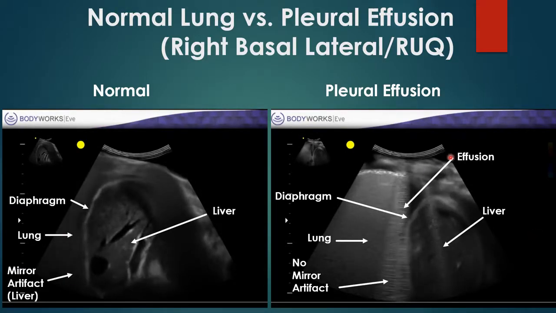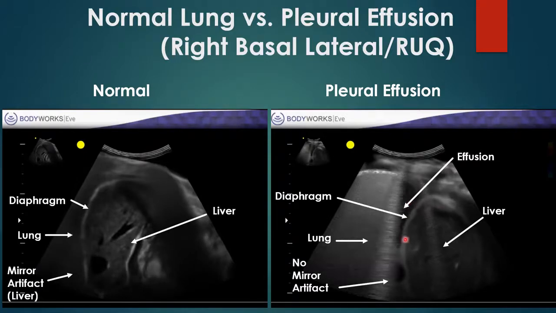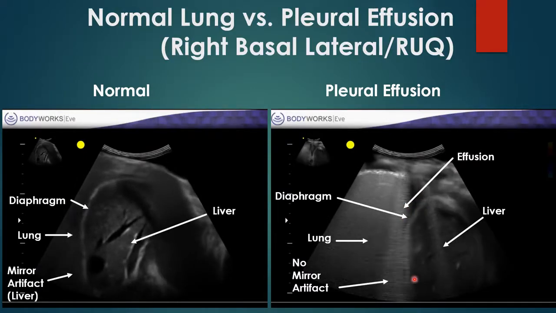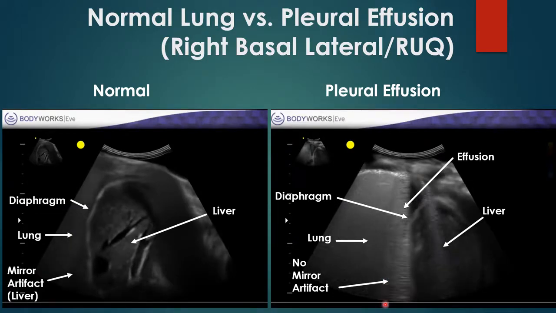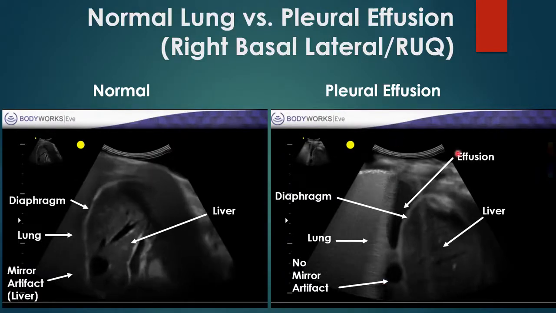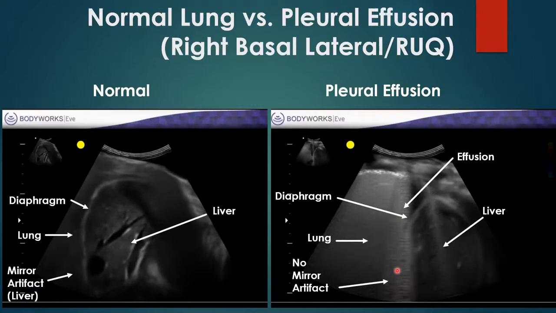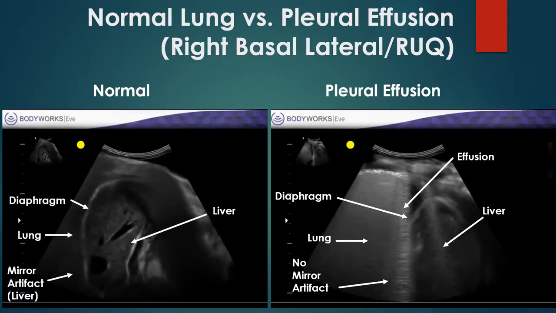If you have a pleural effusion, typically you've got the diaphragm, which you can't see too well here, but you've got this anechoic region here of effusion, and you've got the liver here, diaphragm, and you have no mirror artifact because this is filled with fluid, so it's not going to bounce your liver image back up to your probe. So you've got effusion, you've got consolidation, and then you've got normal lung here where you've got a mirror artifact.